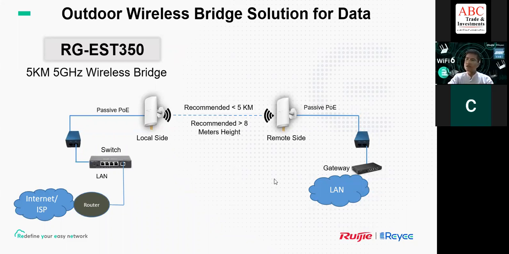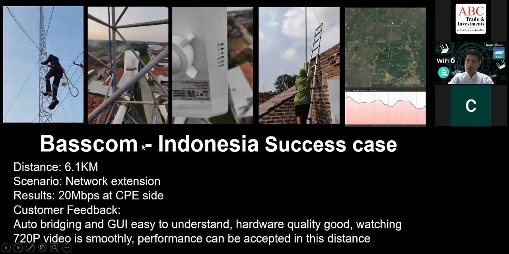Okay, let's see. This is the Indonesia case. The distance is 6.1 kilometer. You see, we only recommend 5 kilometer for EST350. But here, the customer uses 6.1 kilometer, and they can still extend their network and get a good bandwidth like 20 Mbps. They can use it for the lookup, for their network. So as you can see, they deploy like this, and after that, they get this 20 Mbps.